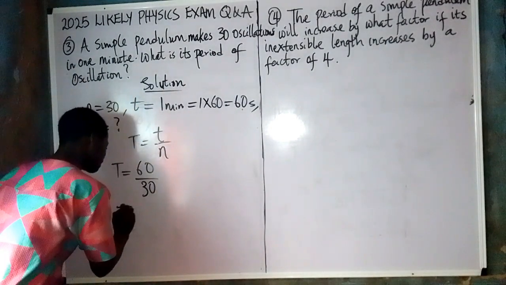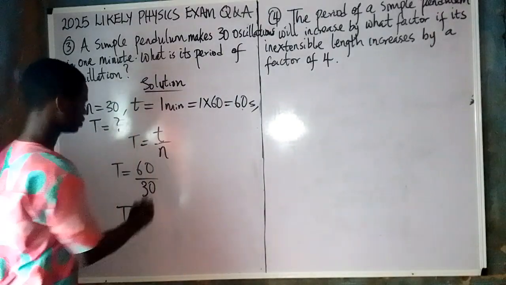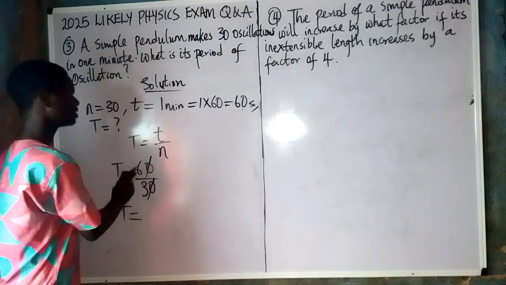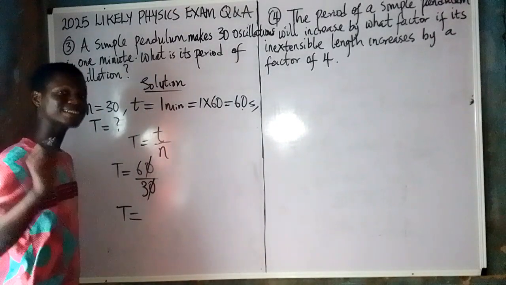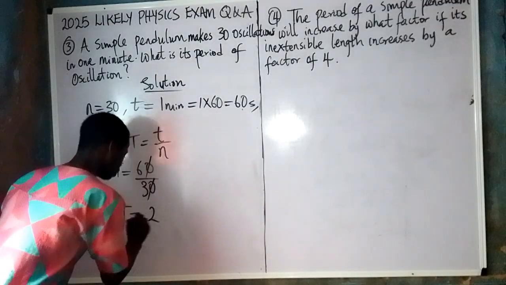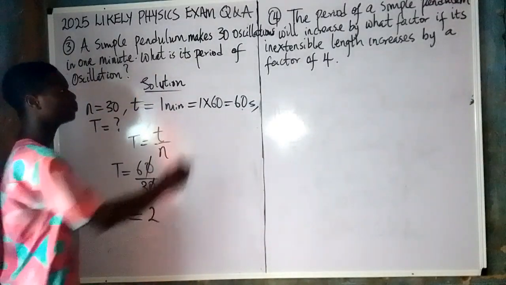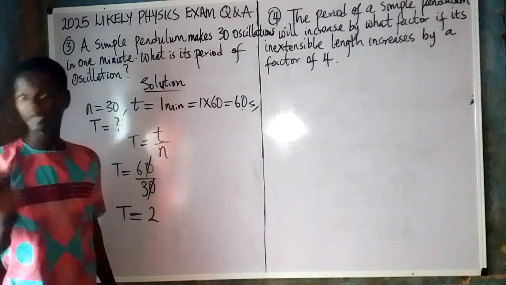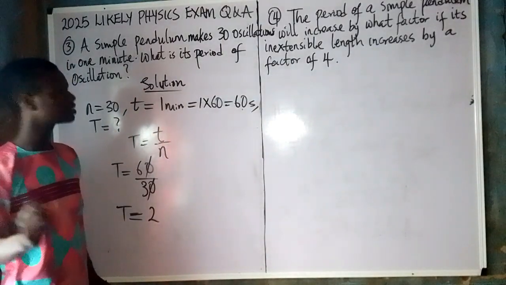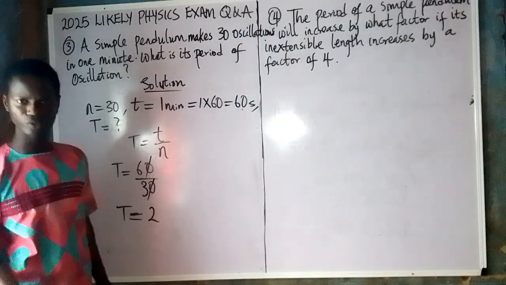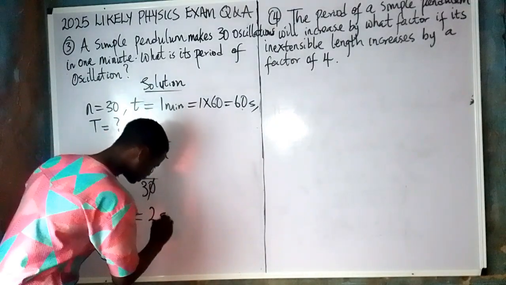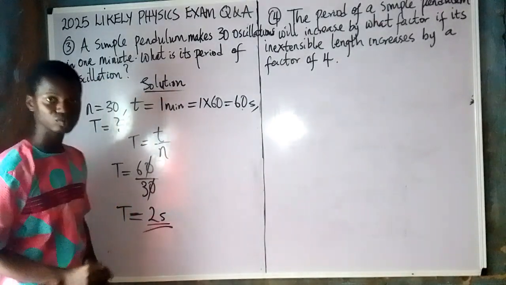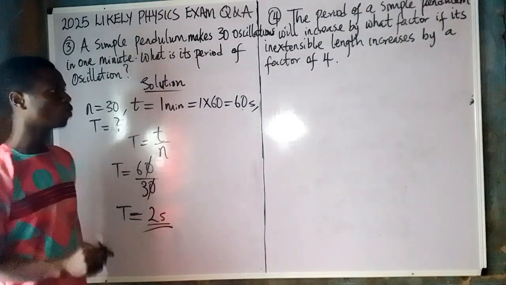We can now say T is now equals to 0, we cancel 0. 6 divided by 3 is what? Exactly 2. So we can now say the period of oscillation is 2. But do we stop there? No. We have to add the unit. What is the unit for period of oscillation? It's what? Second. And we are done. 2 seconds is the period of oscillation.